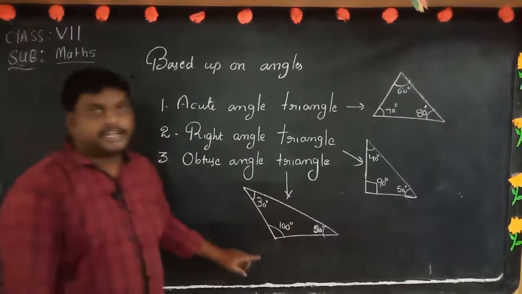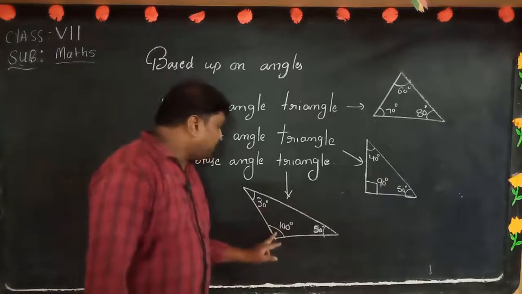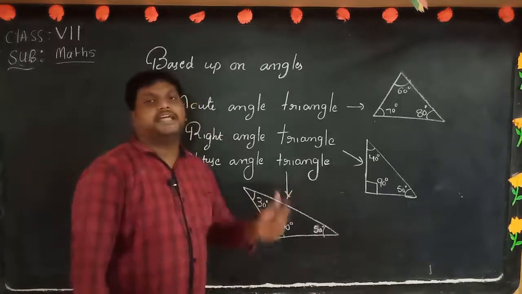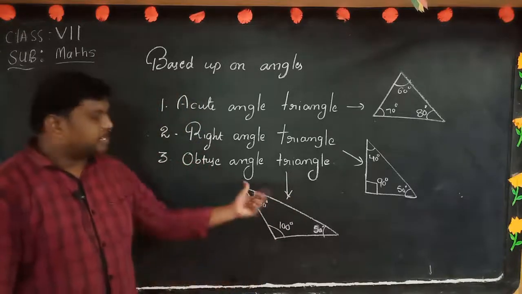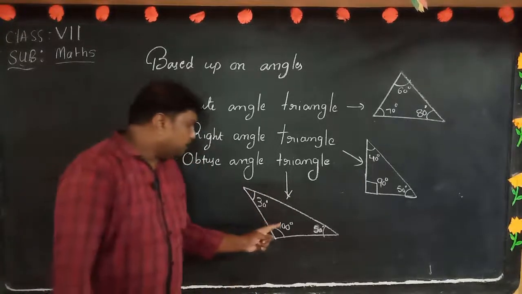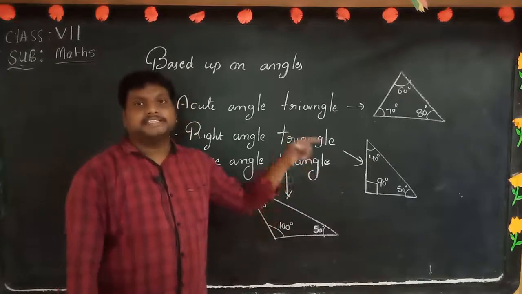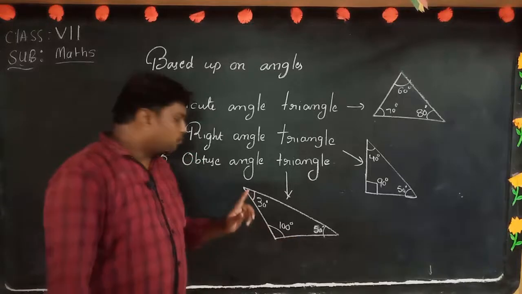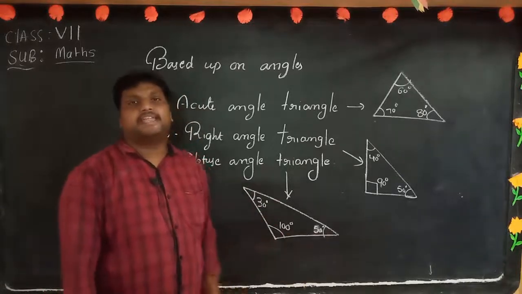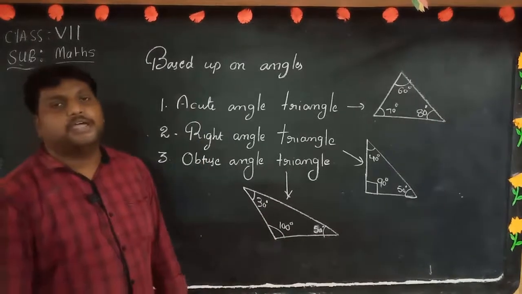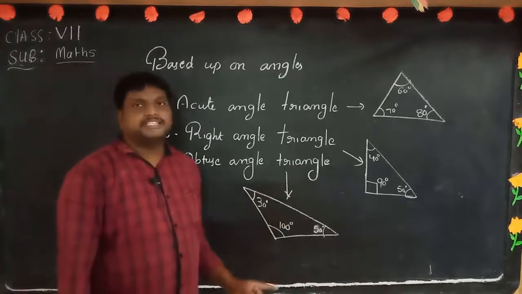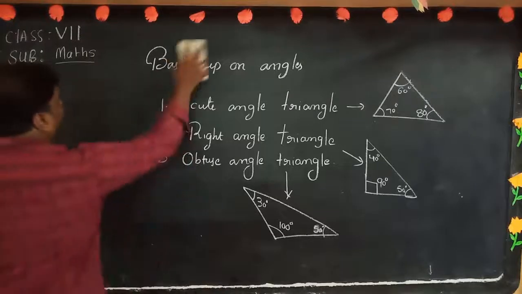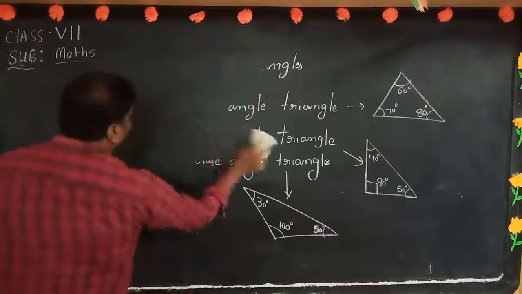Similarly, in an obtuse angle triangle also, one angle is an obtuse angle, and the remaining 2 angles are compulsorily acute angles. Two right angles in one triangle is not possible. Otherwise, 2 obtuse angles in one triangle, or 1 right angle and 1 obtuse angle in one triangle, is not possible. Why? Because the sum of 3 angles will be 180 degrees. Okay, these are the types of triangles based upon angles.